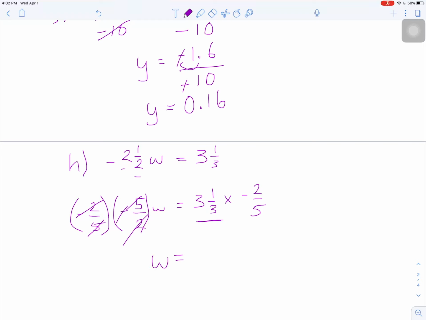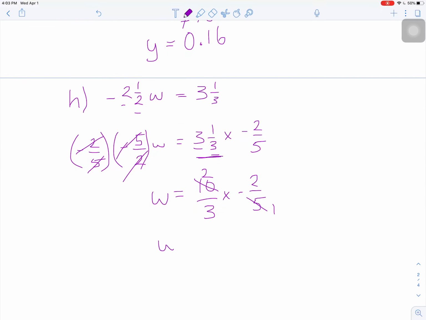So we have W equals, now let's change this one. 3 times 3 is 9, so we get 10/3 times negative 2/5. So you can see this will cancel out. That's a 1, that's a 2. So we still have a negative there, so W equals negative 4/3. And that is our solution.